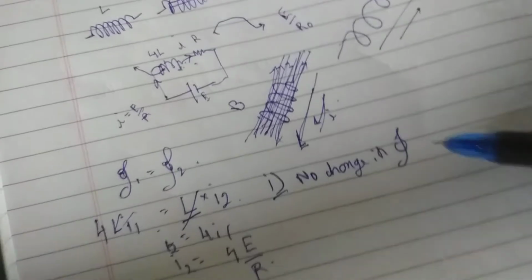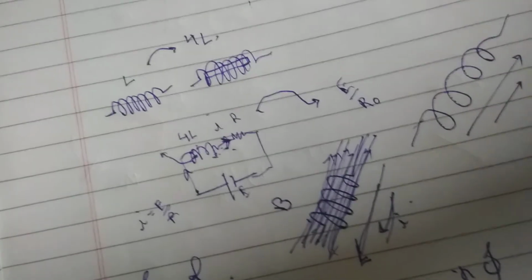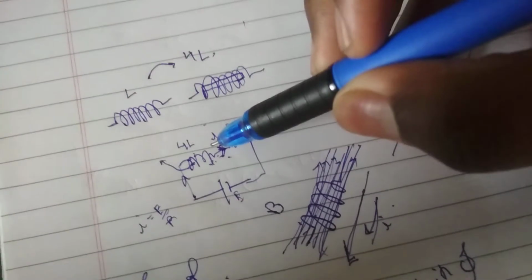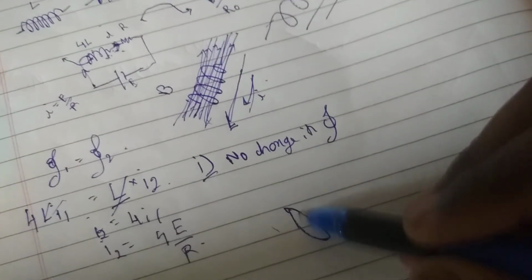Now this is very hard to believe, that the current became 4 times. That is, this current which was going through increased by 4 times. The inductor, we knew, didn't let the current change abruptly, on its own changed this current to 4I. How come? Because that is the only way it can not change the flux.